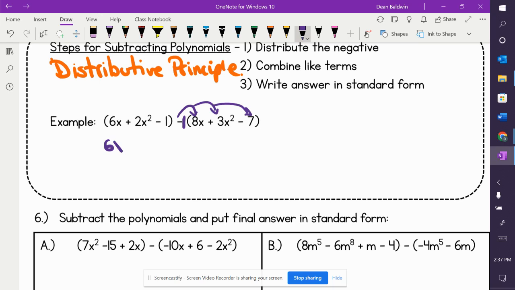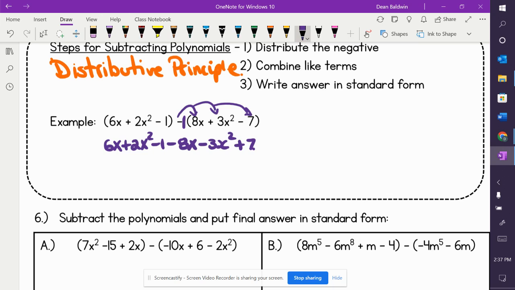So this becomes 6x plus 2x squared minus 1. And then what's negative 1 times positive 8? Negative 8. So I write, yeah, it's the same thing as flipping it, but later on there's actually a number there that's not 1. That's why I want to introduce this principle. So it's negative 8x. Negative 1 times 3 is negative 3x squared, because the variable always stays the same. And then negative 1 times negative 7 becomes positive 7.